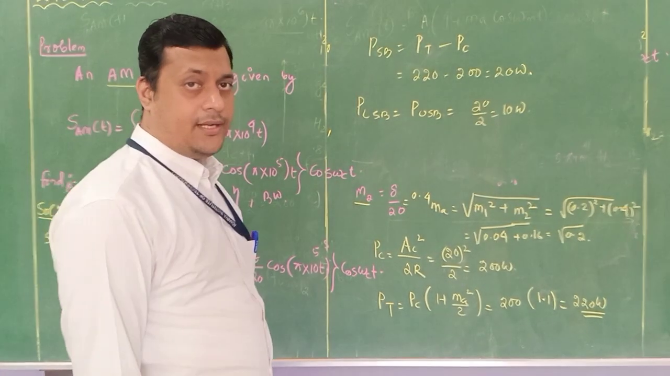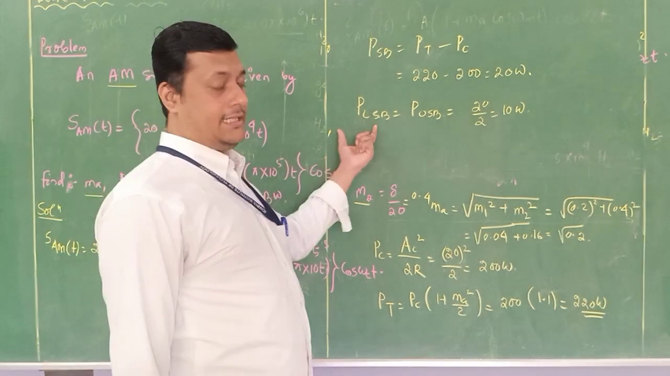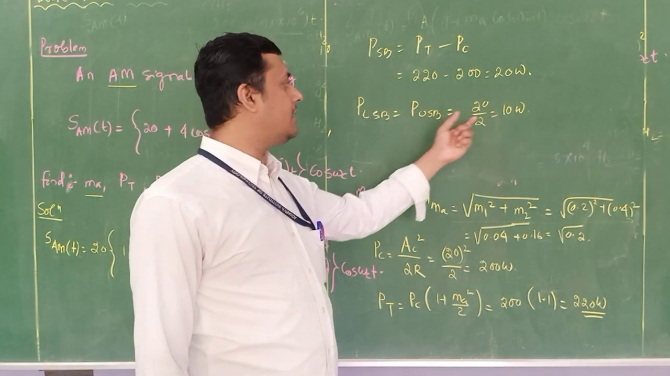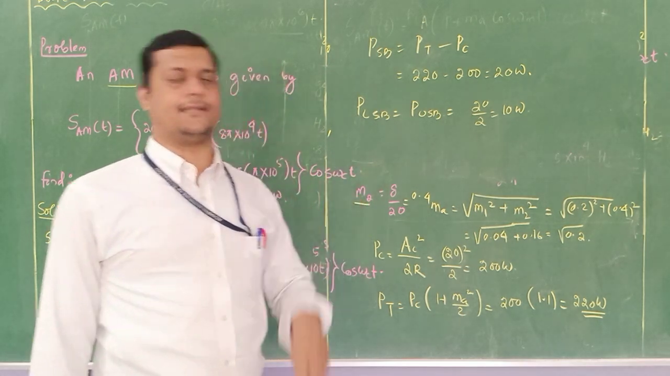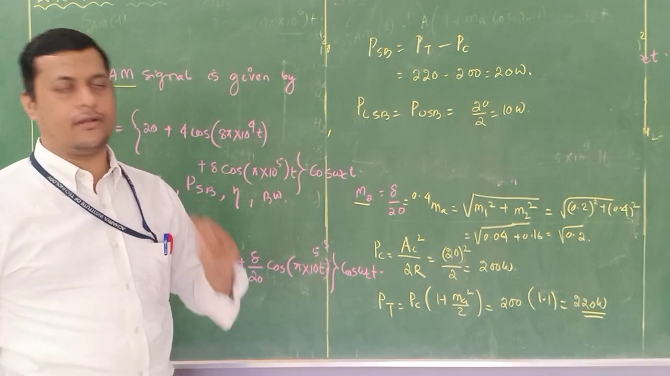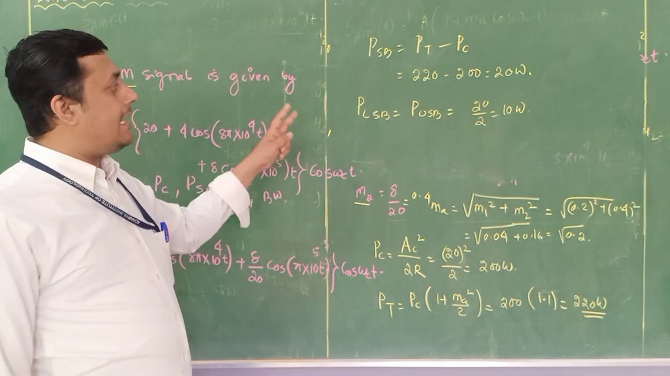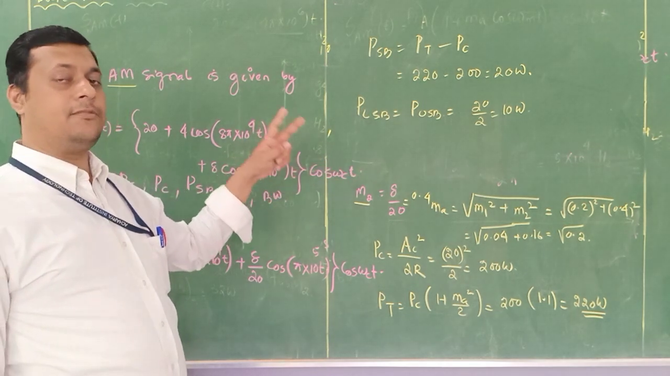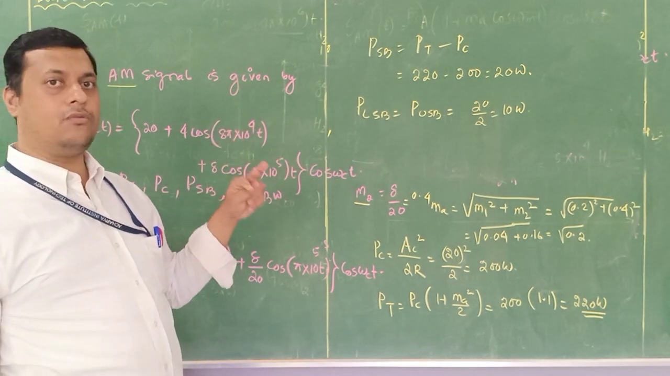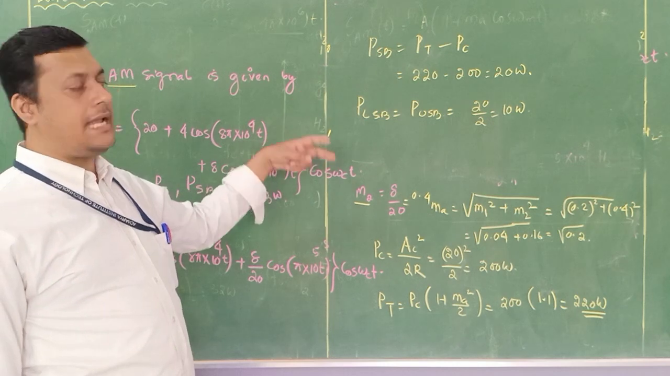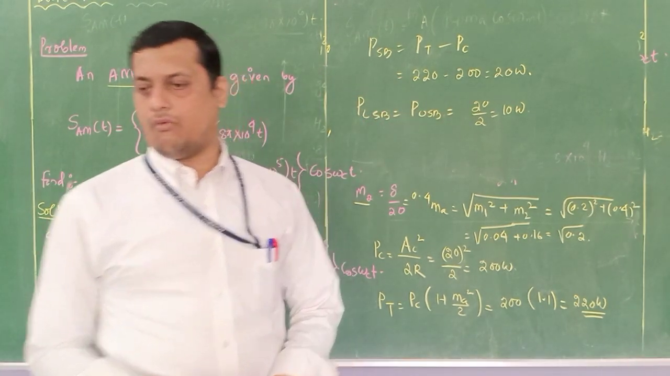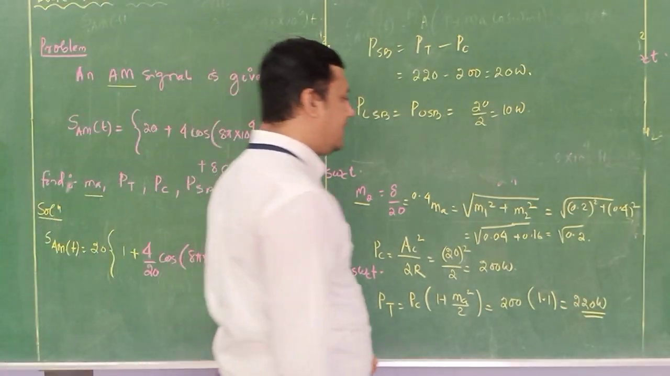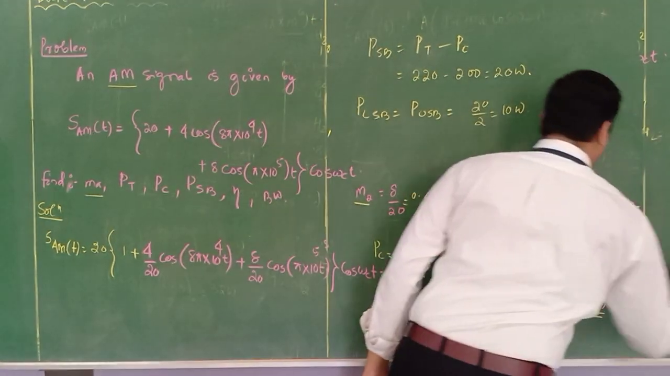Now one more important thing, this is the total LSB and total USB is equal to 10 watt. But in this case there are two modulating frequencies. So LSB 1 power and LSB 2 power we need to identify. Then if I add those sideband powers, it must be equal to 10 watt. Let's see how we can identify those values.